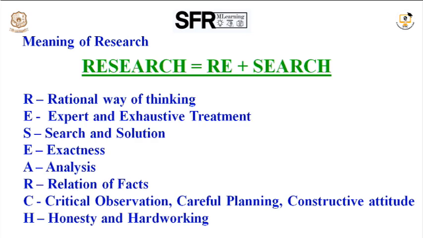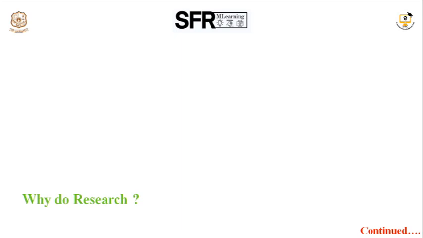Here are some abbreviations for research. R stands for rational way of thinking, E stands for expert and exhaustive treatment, S stands for search and solution, E is nothing but exactness, A is for analysis, R for relation of the facts that we are going to study, C is for critical observation, careful planning and constructive attitude, and finally H stands for honesty and hard work.